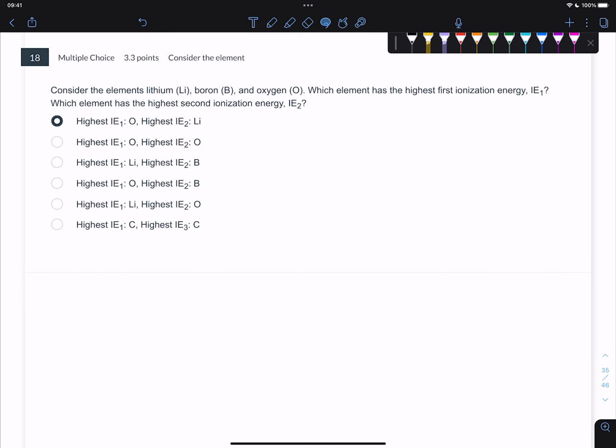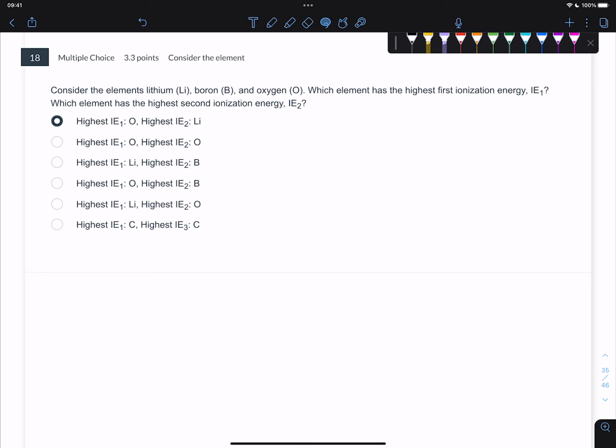Let's see. So consider the elements lithium, boron, and oxygen. Which element has the highest first ionization energy? Which element has the highest second ionization energy? So we talked about ionization energies, and basically it's how easy it is to steal an electron. You can think of that conceptually.